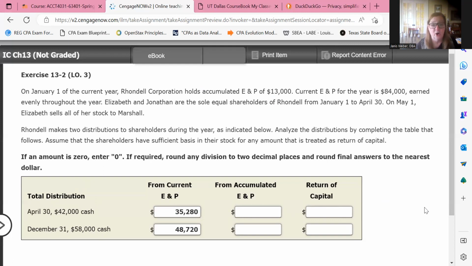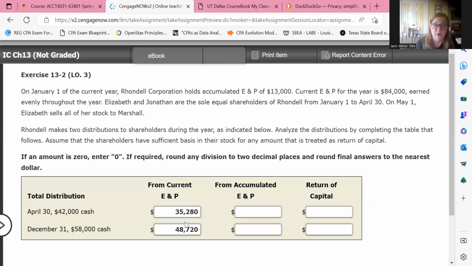But we know that return of capital is going to have a $3,000 entry because the dividends exceeded E&P by that amount. Okay. All right. So let's just wait just a moment. Let's see. The first step was you allocate by proration of how much of the total dividends was paid at each point, which we just did, 42% and 58%. And you multiply that times the current E&P. That's how we find it.